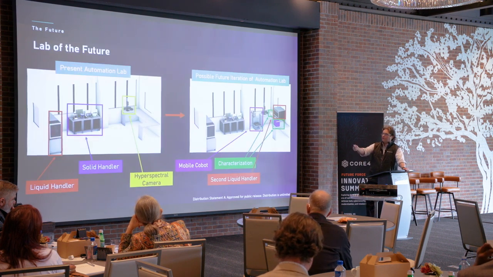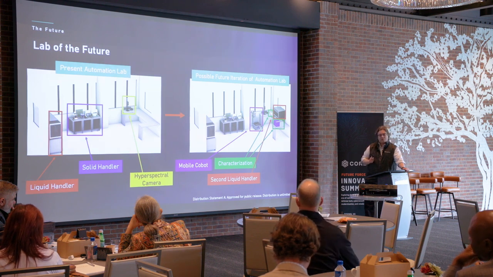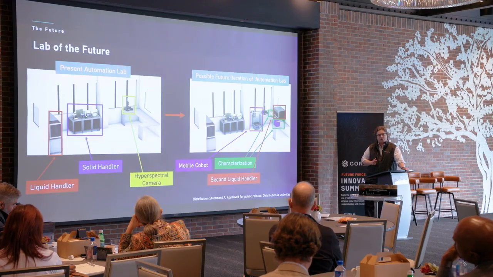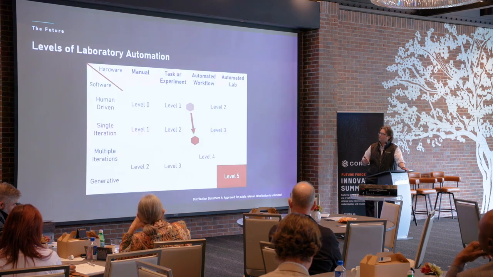On the far left there, we have our current lab setup for automation with our liquid handler, our solid handler, and our hyperspectral camera. On the right here, we have a possible iteration for the next evolution in our lab, where we add a mobile cobot for moving samples from station to station. We have integration of different characterization stations, and then a second liquid handler to increase production even more.